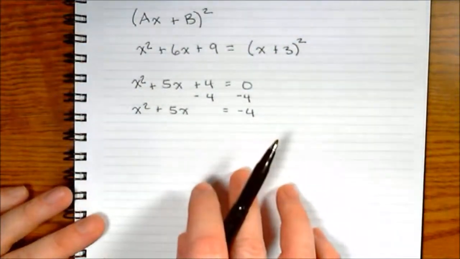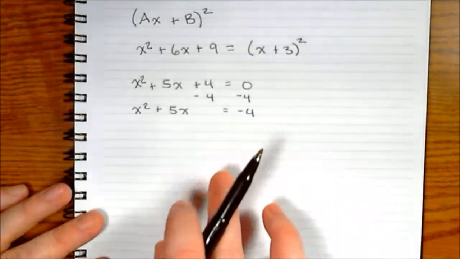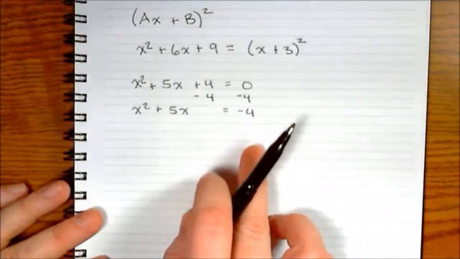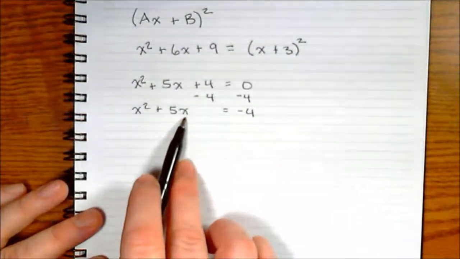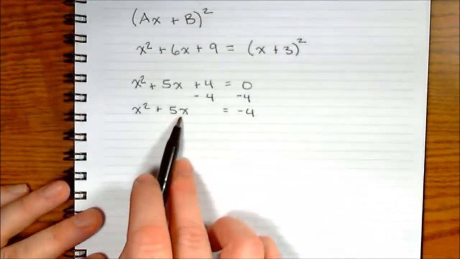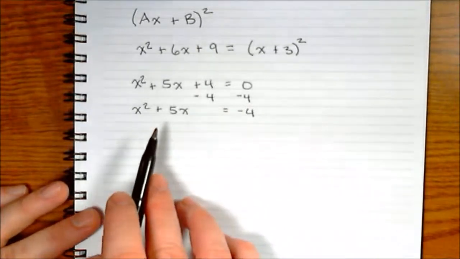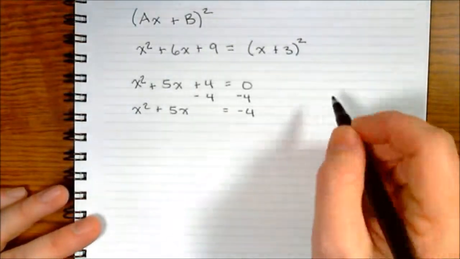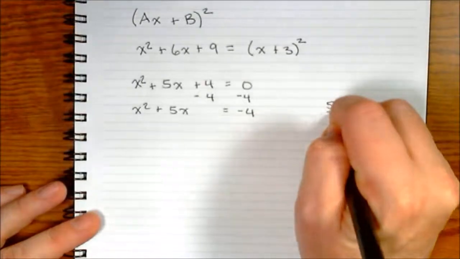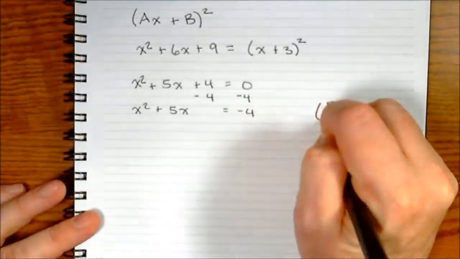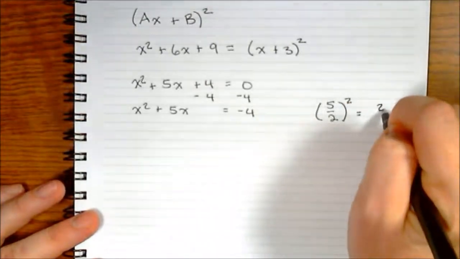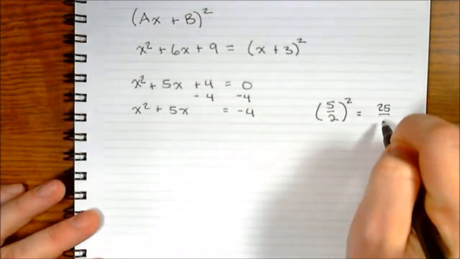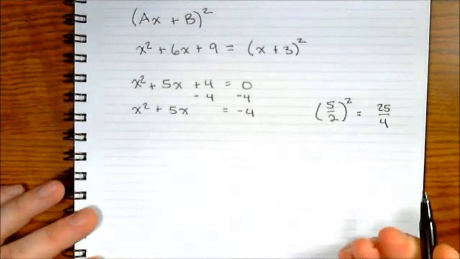So we rearrange the equation so that the constant's on the right by subtracting 4 from both sides of the equation. Next, we take the coefficient in front of the x, not the x squared, but in front of the x, and cut it in half or divide it by 2. So that would give us 5 halves. But then we have to square that amount: 5 squared is 25, and 2 squared is 4. So 25 fourths.